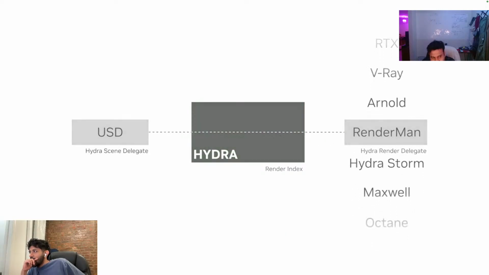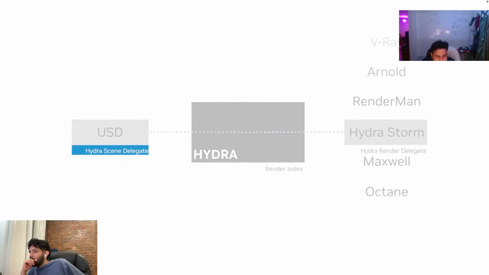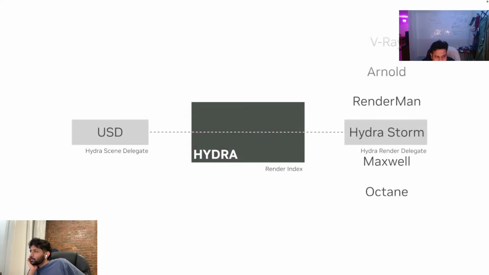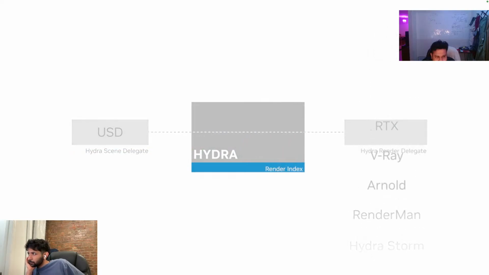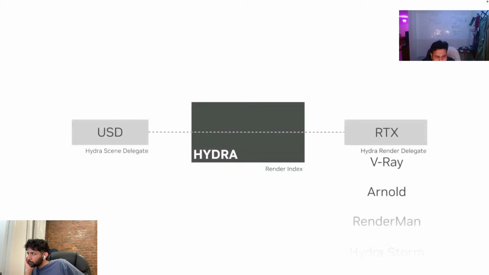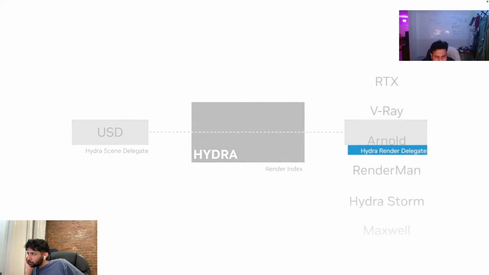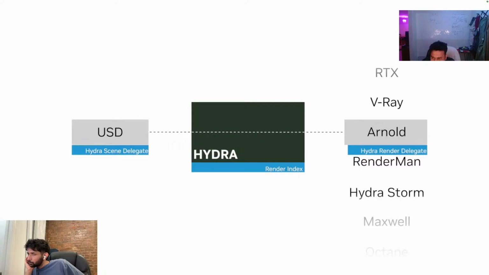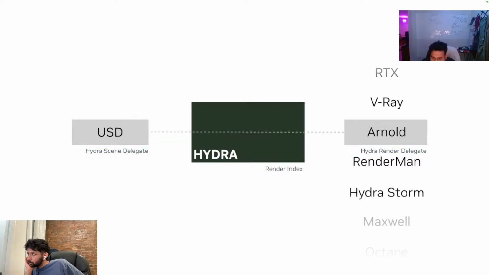It has three main parts: a scene delegate, which provides the scene information, the render index, which keeps track of changes and manages the scene, and the render delegate, which uses both the render index and the scene delegate to visualize scene information to create the final image.